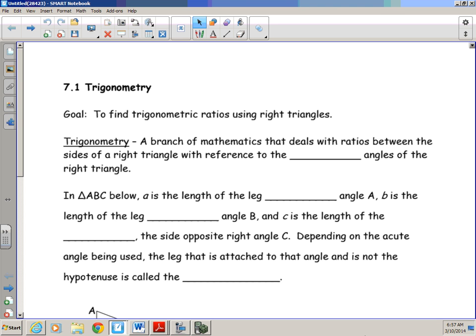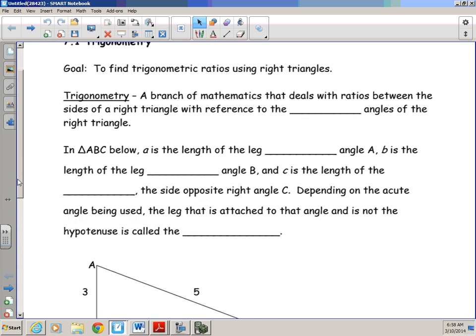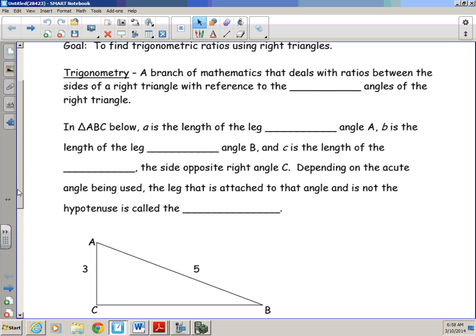What we're going to begin today is the branch of math called trigonometry. Trigonometry is thousands of years old, developed first by the Egyptians to some extent, but really it was the Greeks that fully developed the science of trigonometry.